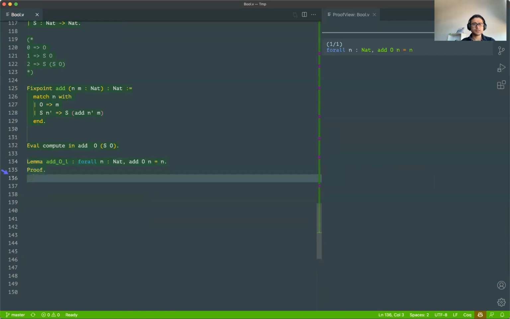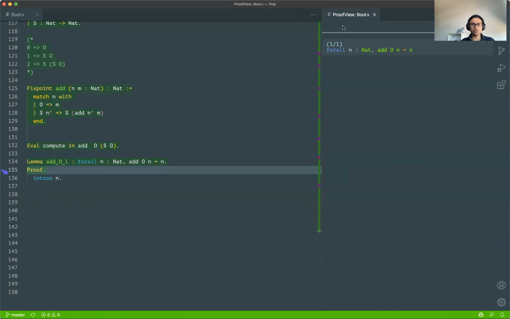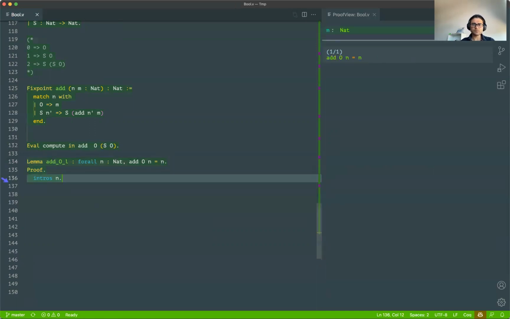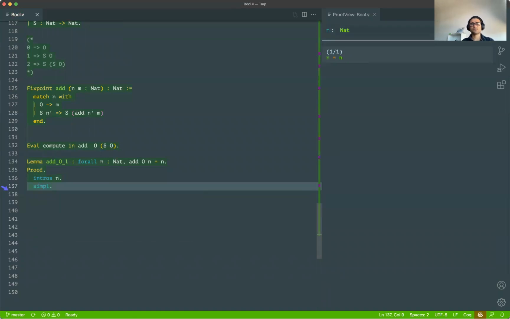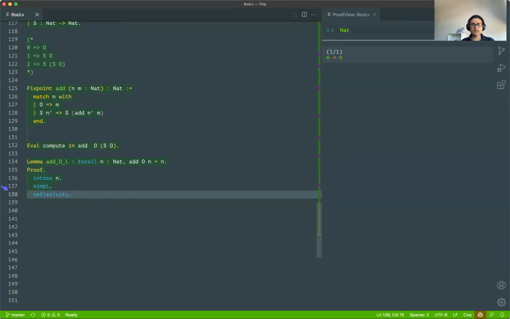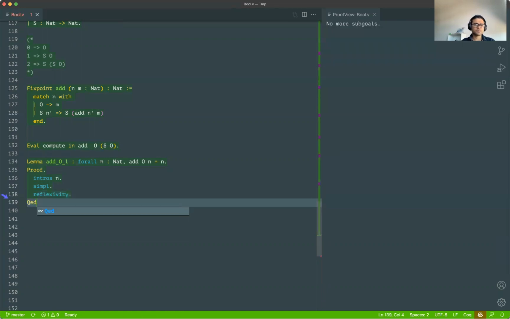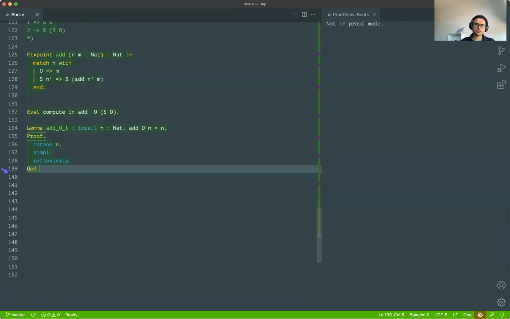And let's prove this. So I'm going to assume, intros n. What I mean is I have moved n from goal to assumption. So now I have an arbitrary natural number n. What can I do? Well, let's see. Let's simplify this and see how it goes. Okay, this is good. And now we know our tactic, reflexivity and Qed. So this is our first proof with natural numbers.